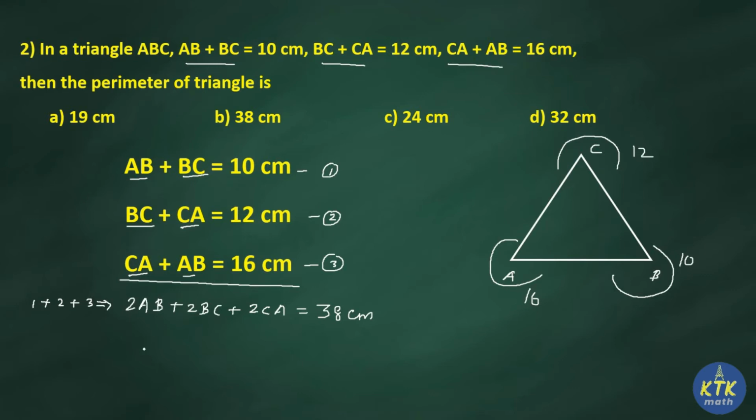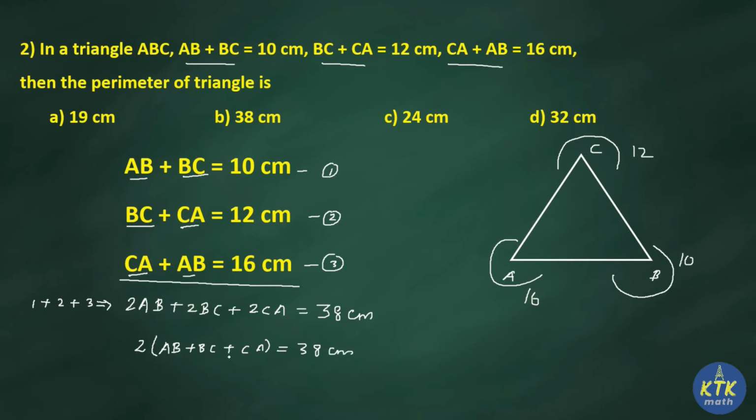Now in the left side, 2 is common in all the terms, right? So I can take the 2 common. So remaining AB plus BC plus CA. So write them as usual: 2 times AB plus BC plus CA, or AC, is equal to 38 centimeter.